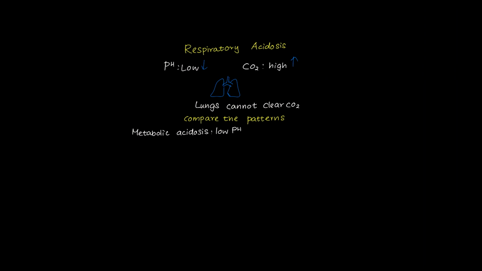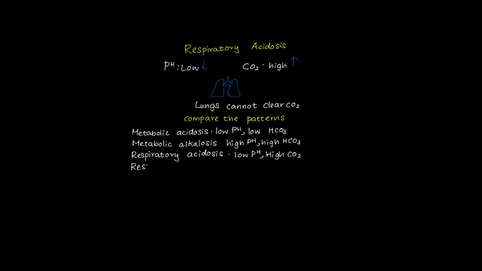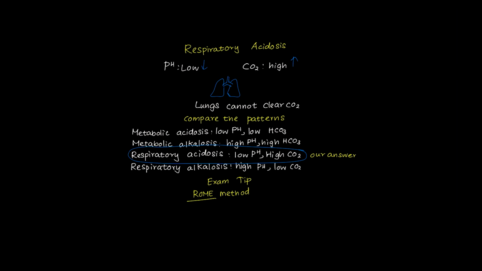COPD fits this picture because damaged alveoli cannot push carbon dioxide out efficiently. Metabolic acidosis from renal failure shows low pH with low bicarbonate, not high carbon dioxide. Metabolic alkalosis from vomiting shows high pH with high bicarbonate, the opposite direction. Respiratory alkalosis from anxiety shows high pH with low carbon dioxide because hyperventilation blows the carbon dioxide off. Pattern recognition wins these questions.